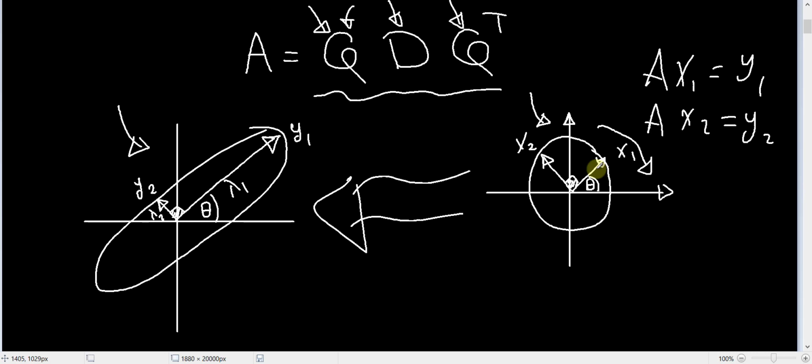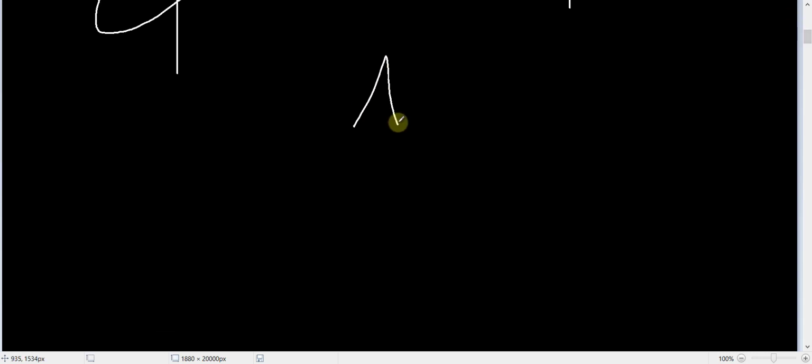Now another question arises. What if our matrix was not symmetric? In this case, there is no guarantee that this vector is an eigenvector for this matrix A. Also, there is no guarantee that the eigenvectors are perpendicular to each other. In fact, we will have the following situation if the matrix A is not symmetric.